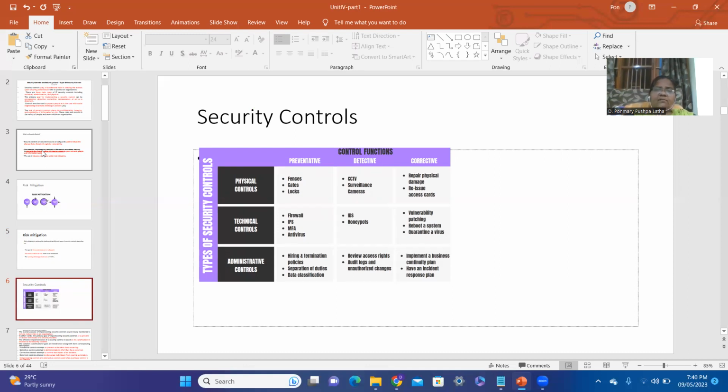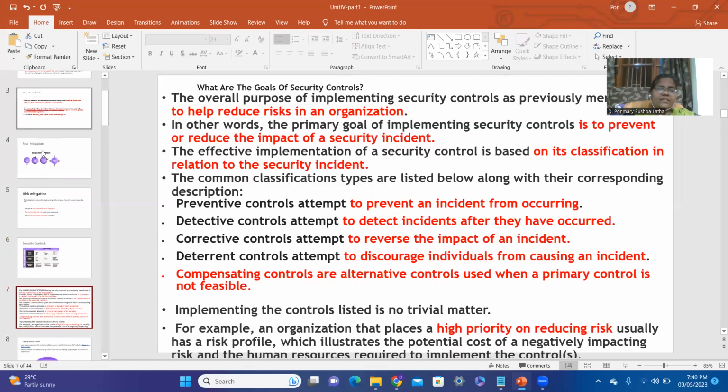For the corrective control function, in physical control, you can repair the physical damage. In technical control, you can do vulnerability patching, reboot a system, or quarantine a virus. In administrative control, we can implement a business continuity plan.